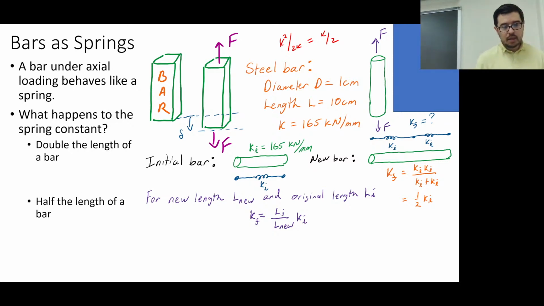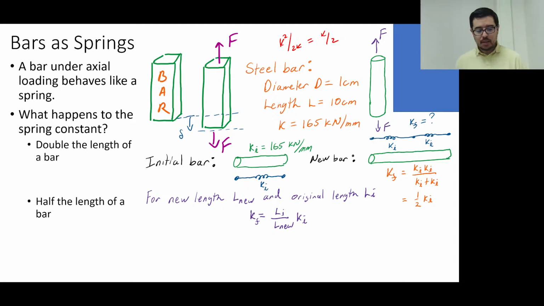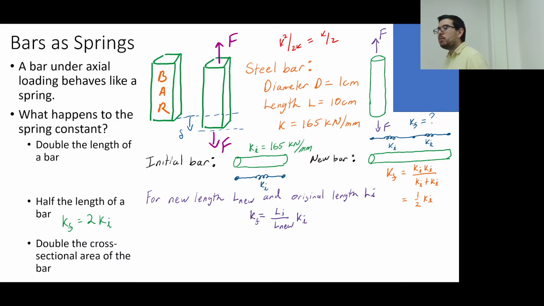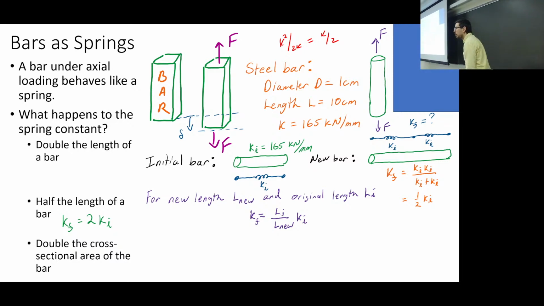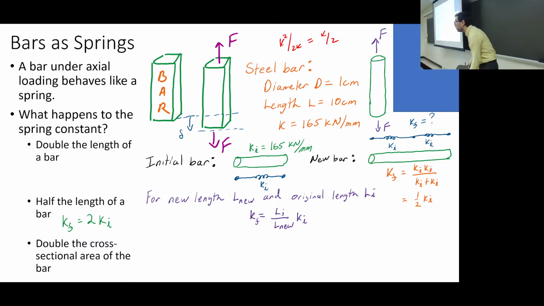But we're talking about, again, a scaling relationship where if I have the initial length and I divide by the new length and I multiply by that K, that's going to give me the effective spring. Okay? Now, what happens if we double the cross-sectional area of the bar? Okay? So what do you all think? All right, we got a pattern here going, right? If I double the cross-sectional area of the bar, what does that do to my system?